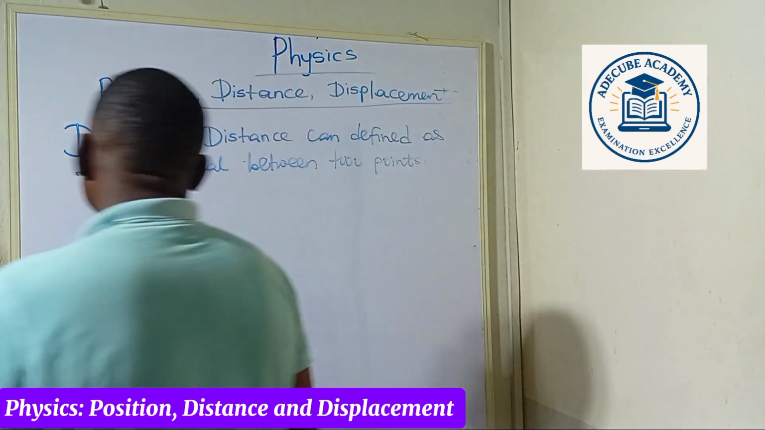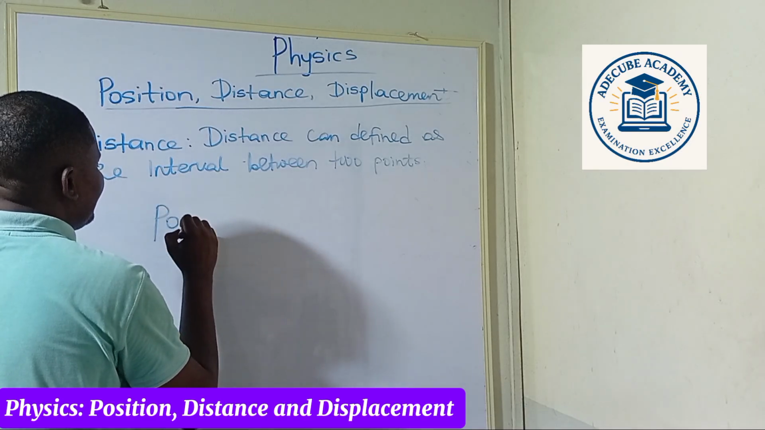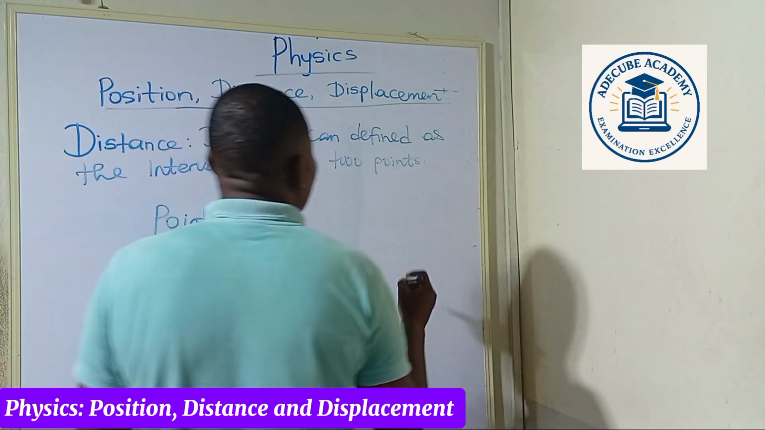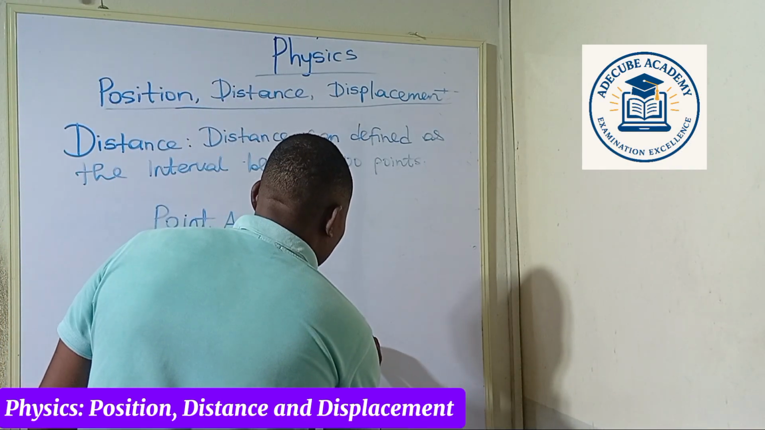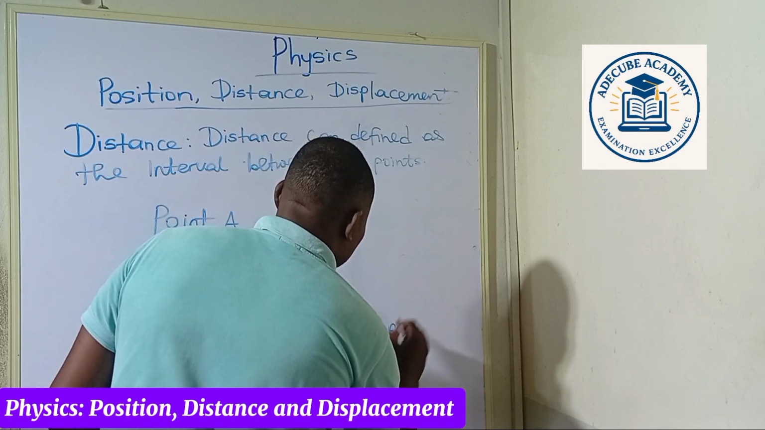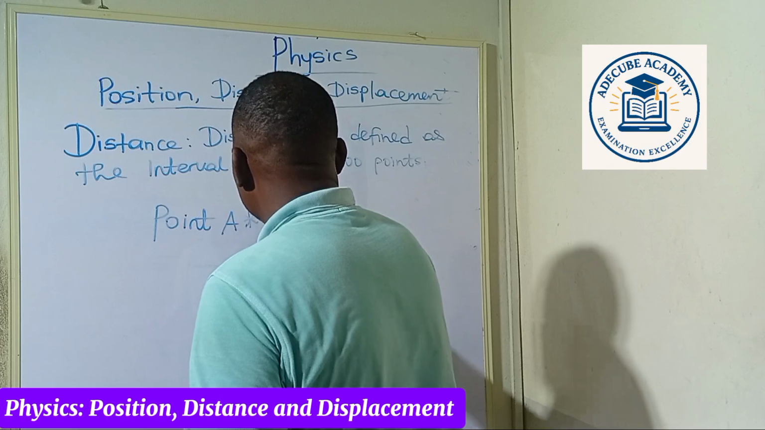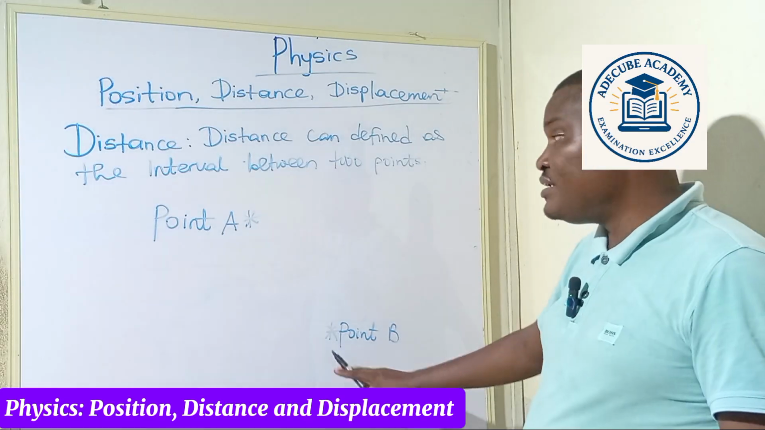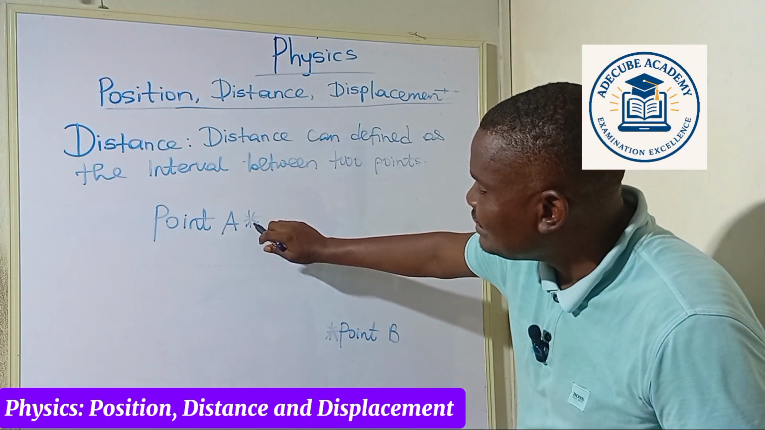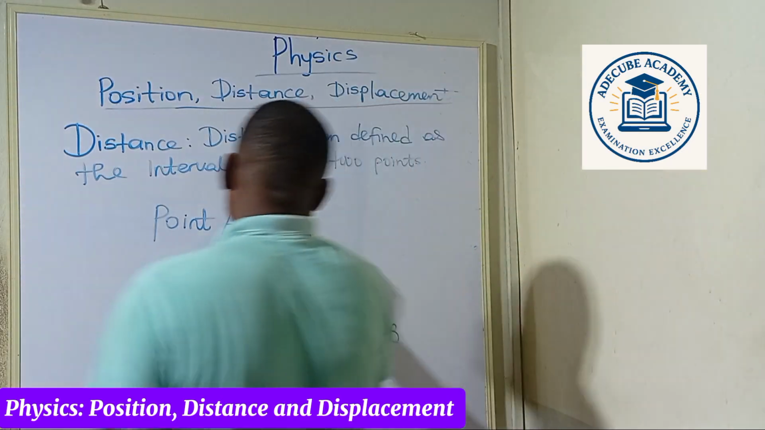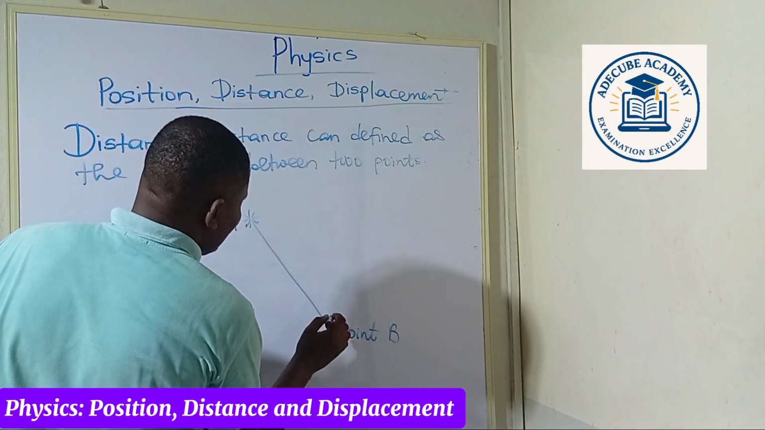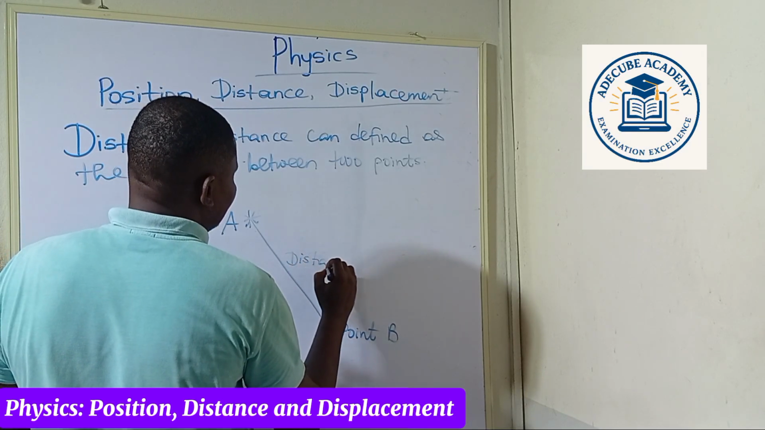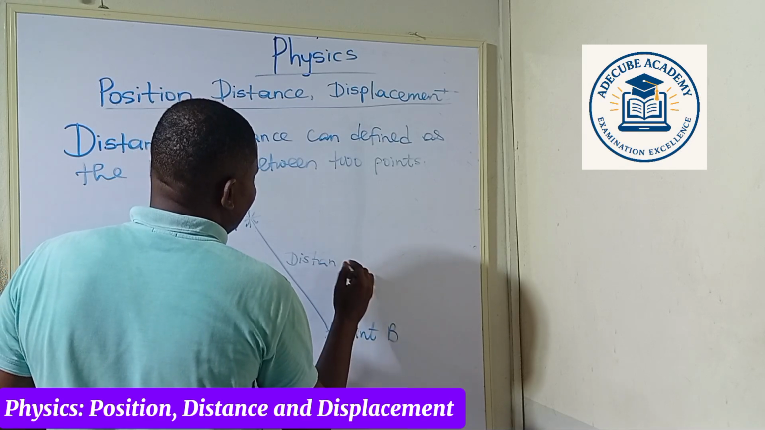Distance. For instance, this is point A, and this is point B. The interval or spacing in between point A and point B is referred to as what? Distance. So this is distance.